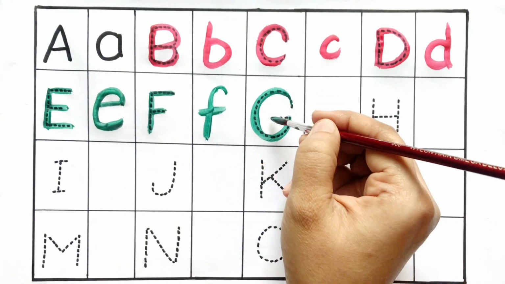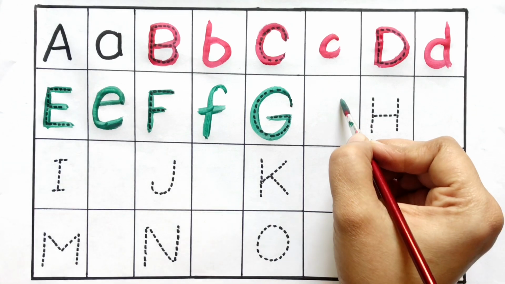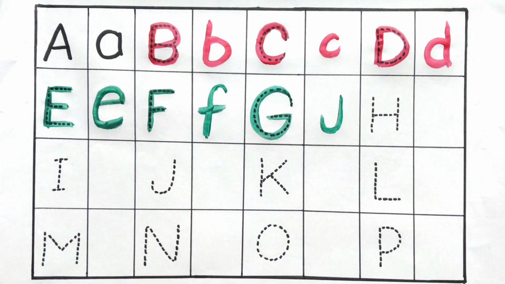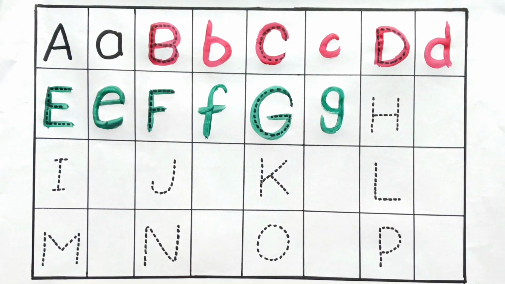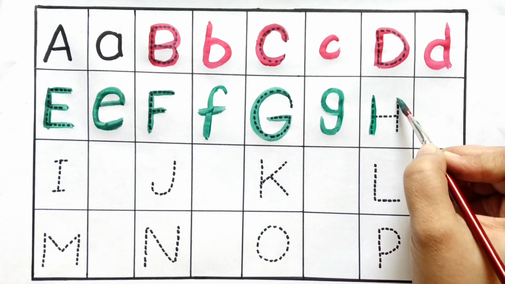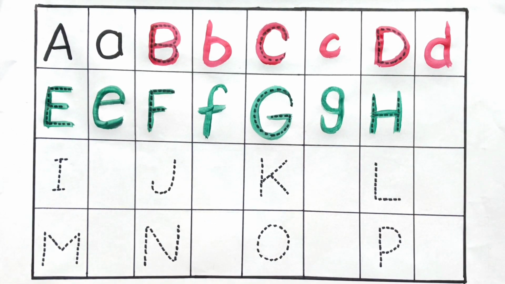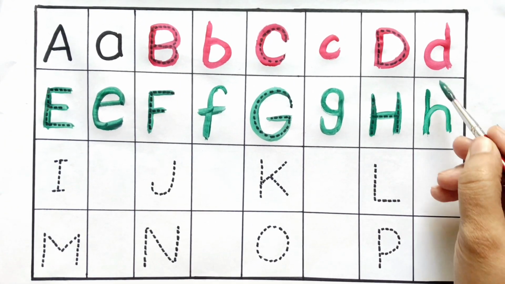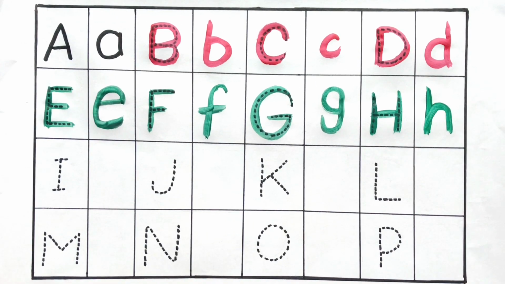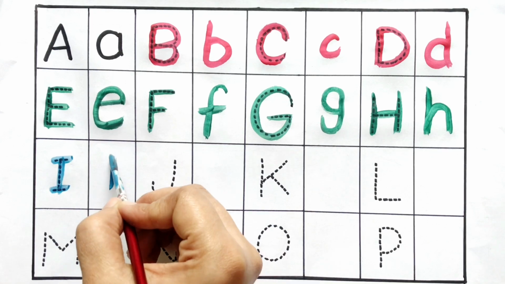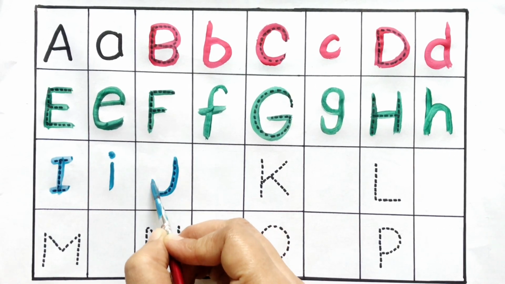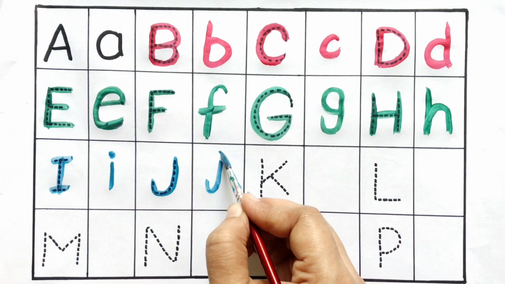G for gorilla. G for goat. H for hen. Lowercase H for hat. I for igloo. I for inkpot. J for joker.